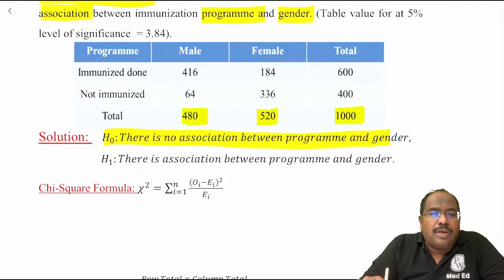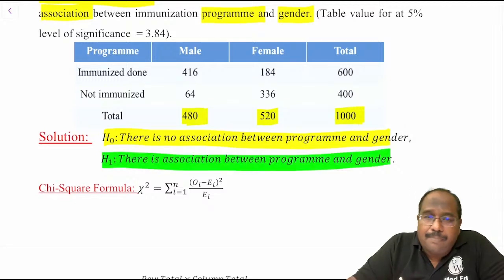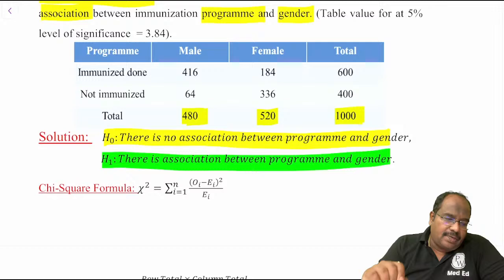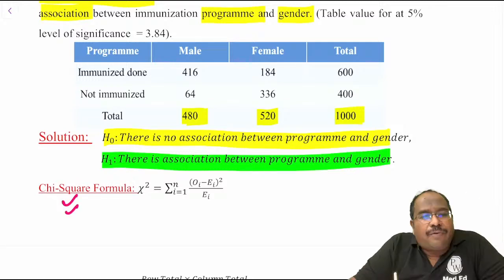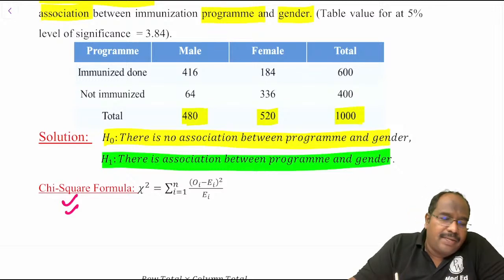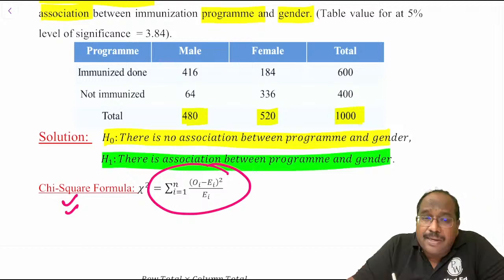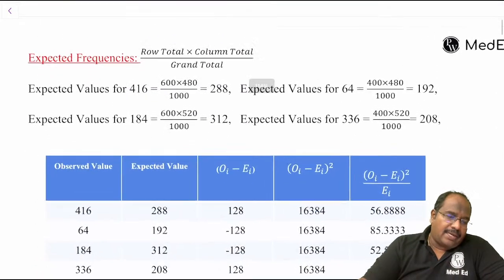There is no association between program and gender, and I will write the alternate hypothesis that there is an association between program and gender. After that, I will go for the chi-square formula. Chi-square is the summation of observed minus expected, divided by expected, whole square. You are going to add everything. How will you calculate these expected values?